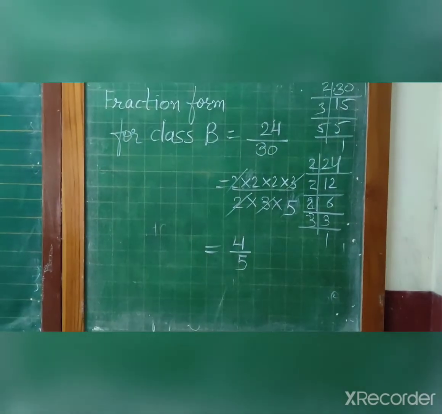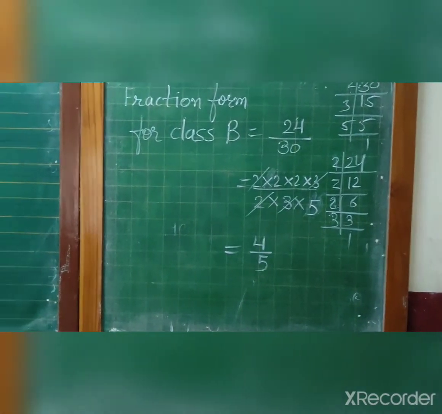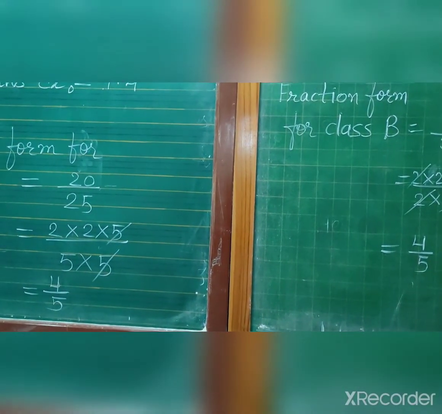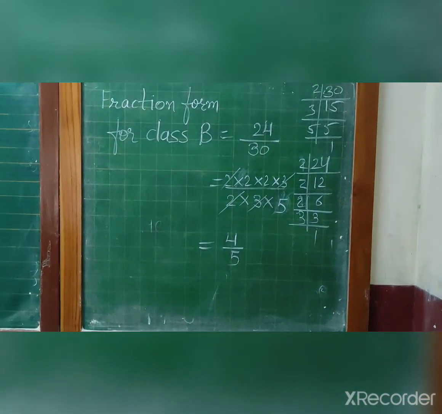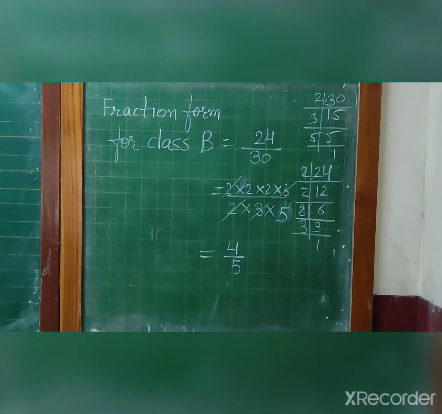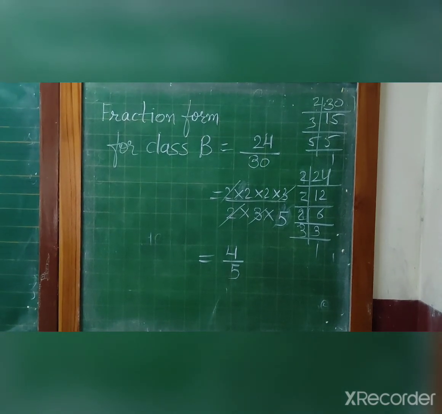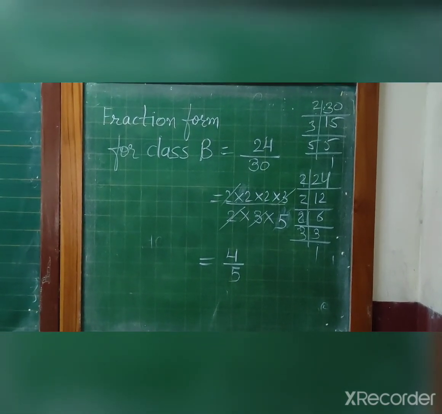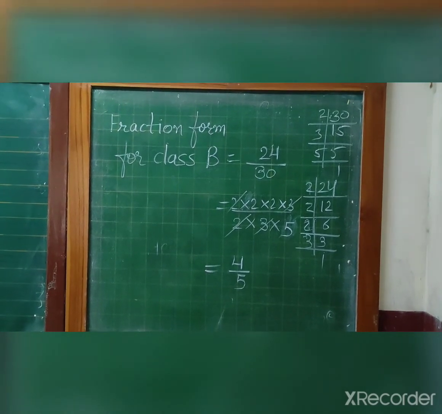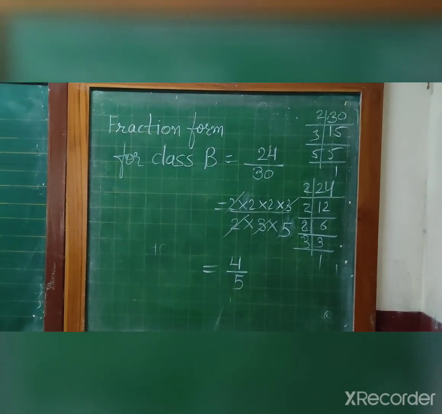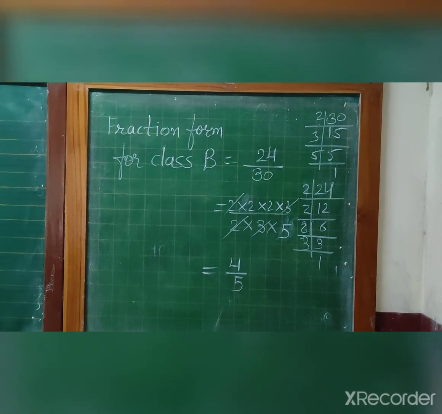You can see the fraction form for class A is 4 upon 5 and for class B also 4 upon 5. So both classes have an equal fraction. Clear? So you can write that here. 7.4 is finished. After the Diwali vacation we will start 7.5.